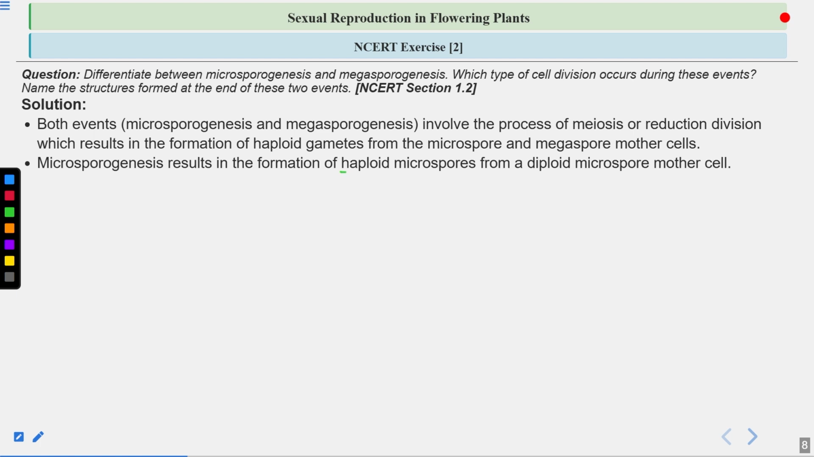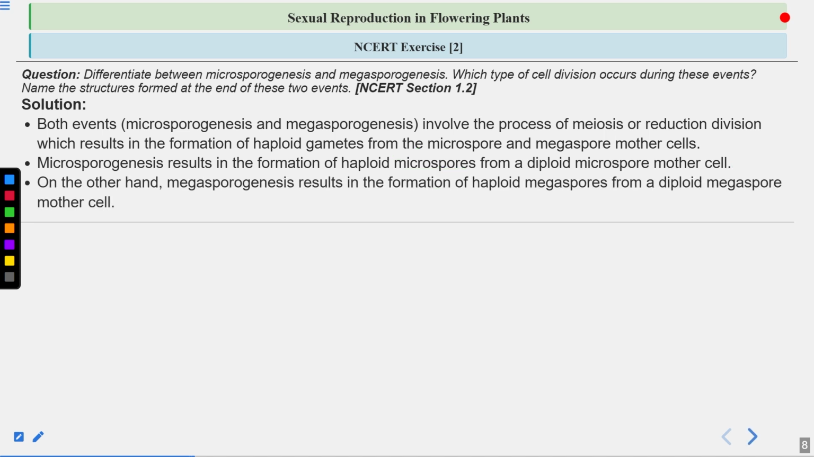Microsporogenesis results in the formation of haploid microspores from the diploid microspore mother cell. This microspore mother cell we call MMC, microspore mother cell, right? That undergoes reduction division or meiosis, and it forms the haploid microspores. Now, on the other hand, in megasporogenesis, the result is the formation of haploid megaspores from the diploid megaspore mother cells. So, this was the question.